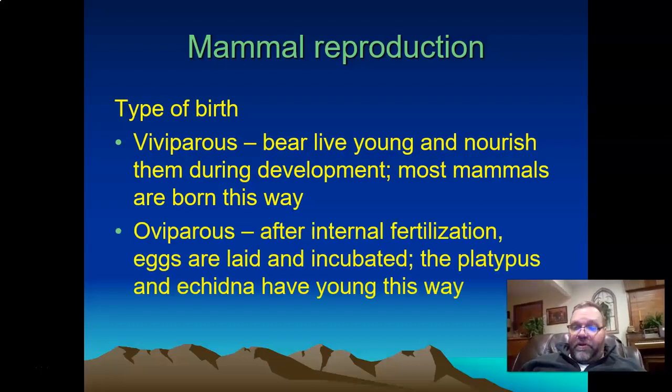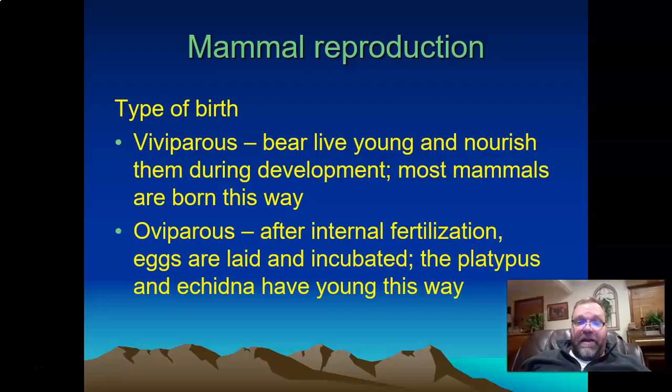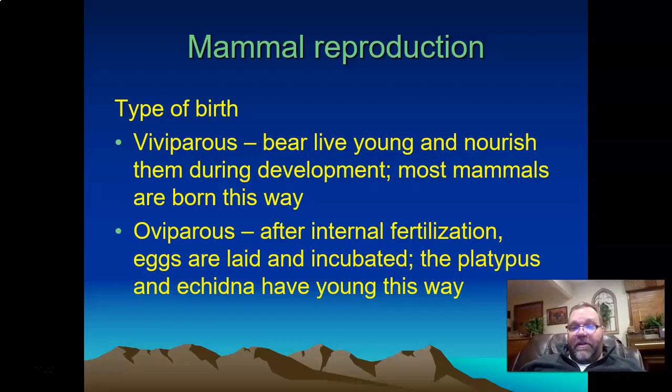Oviparous. Remember in the past we had OV, meaning eggs, ovulation, ovaries. So oviparous means internal fertilization. Eggs are laid and incubated, and then finally the young hatch that way. This would be the platypus and the echidna, the only species of mammals that do that. Otherwise, all others are born live.